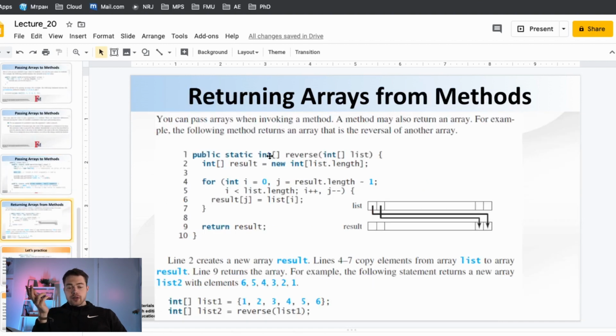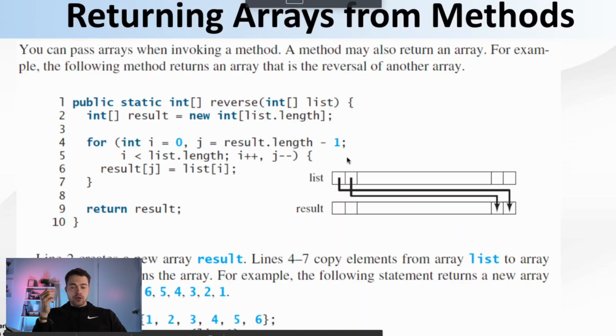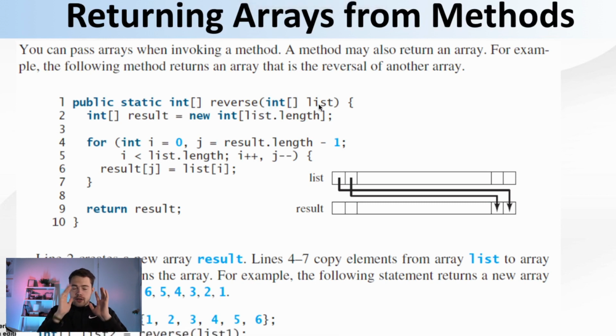Same thing for returning. You can not only pass, but you can also return an array. Here, for example, we're passing an array of int. The point of this function is to reverse the order of the elements in the array. For example, if I have an array 1, 2, 3, 4, 5, 6, reverse, this function returns an array with the same elements in the opposite direction. So it'll be 6, 5, 4, 3, 2, 1.